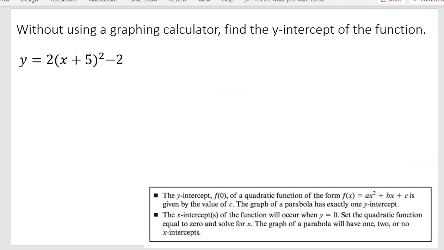Our next problem asks us to find the y-intercept of the function without using the graphing calculator. We know that at the y-intercept, x is equal to 0. So all we need to do is replace x with 0.